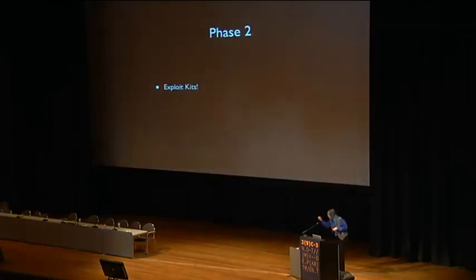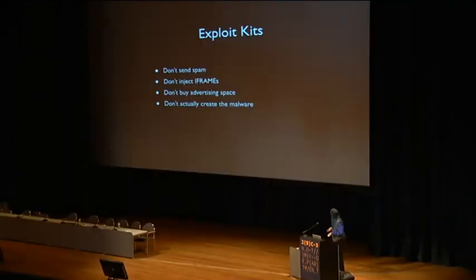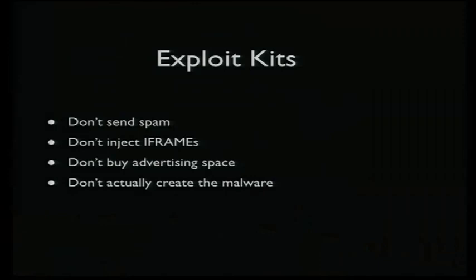So phase two is an exploit kit. You basically get a whole bunch of people, direct them into the exploit kit, and the exploit kit then exploits them and then drops an executable file of your choice on their system, which will usually go and install whatever you want. That's out of scope for the exploit kit, basically. The kit itself doesn't actually send any spam. It doesn't do any iframe injections. And it doesn't buy malicious advertising or anything like that. It doesn't even have anything to do with the malware.